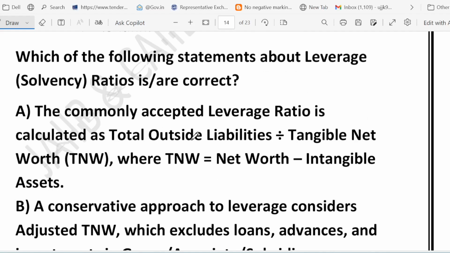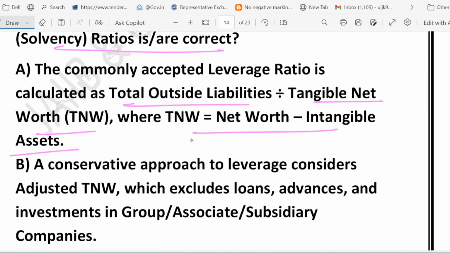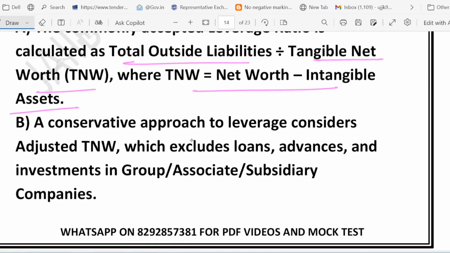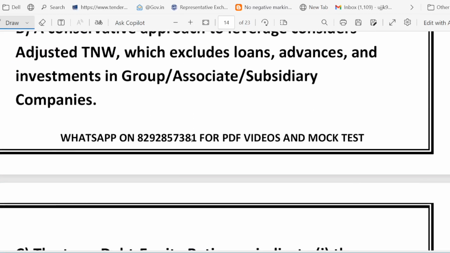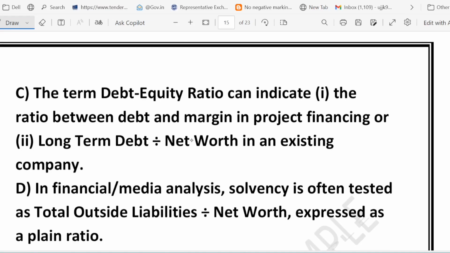The question is asking you, which of the following statements about the leverage ratio is or are correct? Option A, the commonly accepted leverage ratio is calculated as total outside liability by tangible net worth, where TNW is net worth minus intangible assets. Option B, a conservative approach to leverage considers adjusted TNW, which excludes loans, advances, and investment in group, associate, subsidiary companies. Option C, the term debt equity ratio can indicate the ratio between debt and margin in project financing, or long-term debt divided by net worth in an existing company. And option D, in financial or media analysis, solvency is tested as total outside liability divided by net worth expressed as a plain ratio.